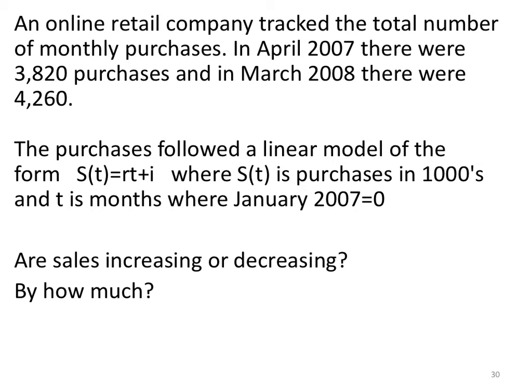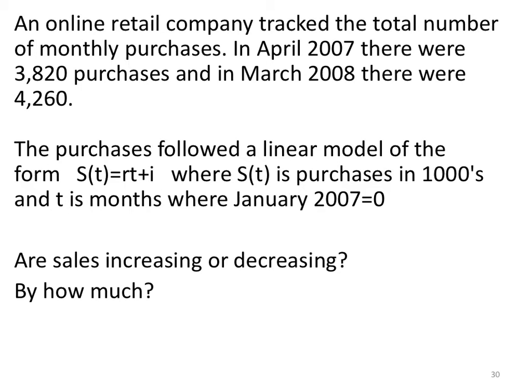An online retail company tracked the total number of monthly purchases. In April 2007, there were 3,820 purchases, and in March 2008, there were 4,260. The purchases followed a linear model of the form S of t equals R t plus I. So R would be the rate, and I is what we would call the initial value, where S of t is purchases in thousands, and t is months, where January 2007 equals 0.